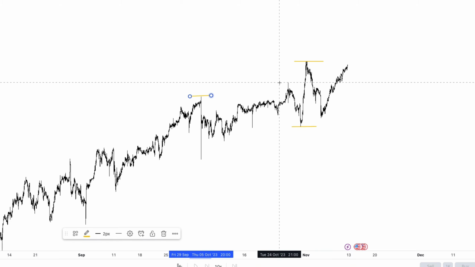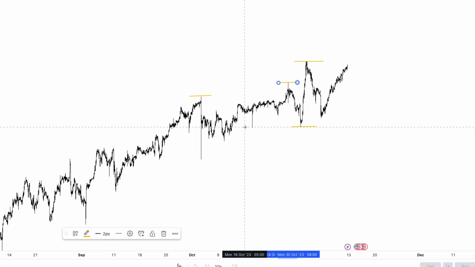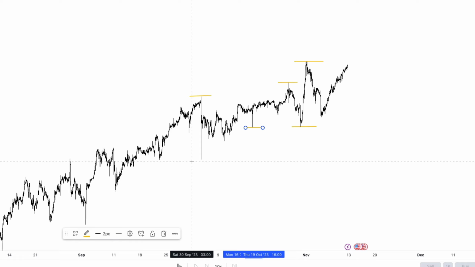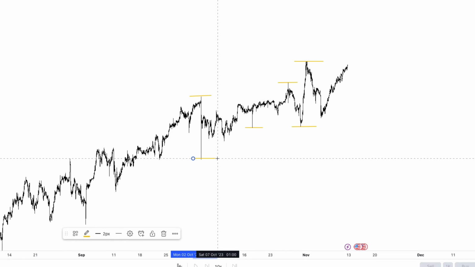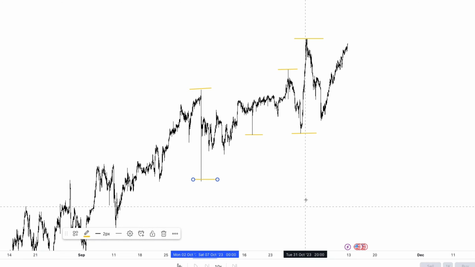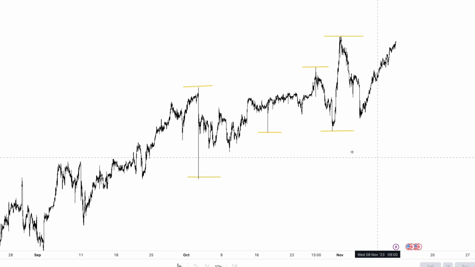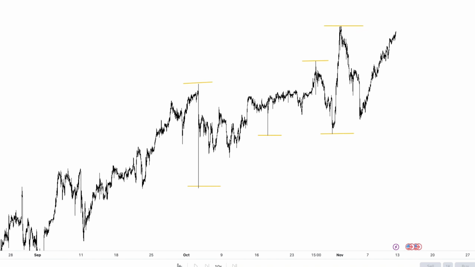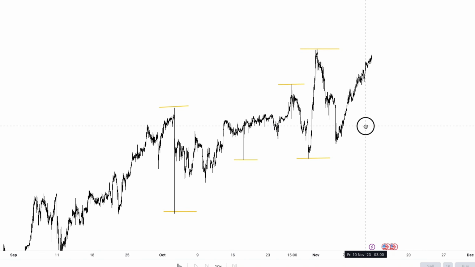And the reason why I'm not marking all this is because, actually no, I will. I'm just looking for structure that's relevant. So all that structure in between these lines that I'm drawing is irrelevant. We're looking for an outer structure. So we have structure that's obviously going up. We have higher highs and higher lows. We have more than 2 higher highs, and we have more than 2 higher lows.